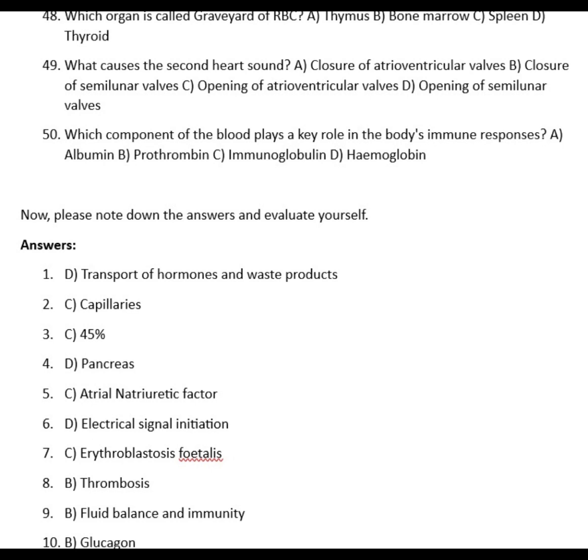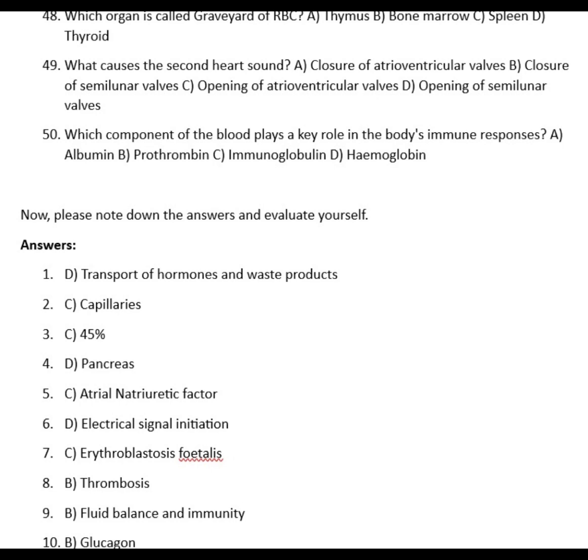1. D. Transport of hormones and waste products. 2. C. Capillaries. 3. C. 45%. 4. D. Pancreas. 5. C. Atrial natriuretic factor. 6. D. Electrical signal initiation. 7. C. Erythroblastosis foetalis. 8. B. Thrombosis. 9. B. Fluid balance and immunity.